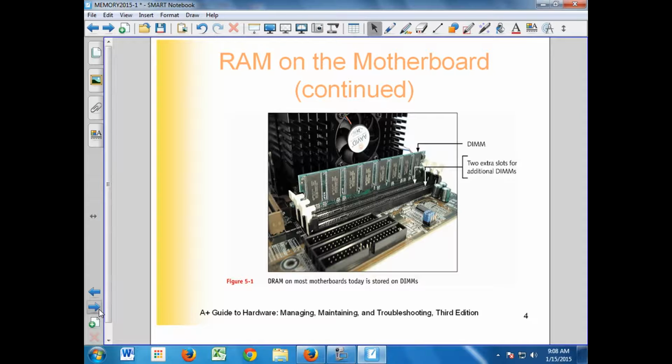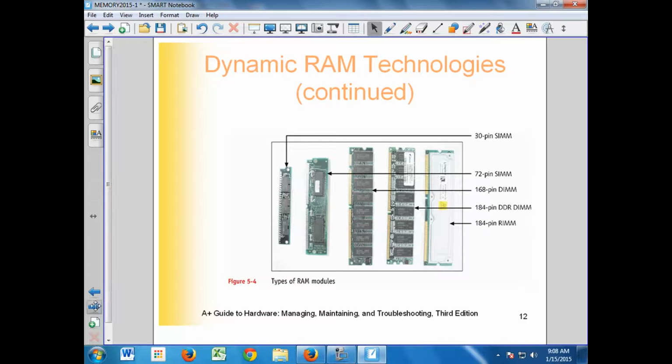Yeah, a long time. Okay, so we're talking about dynamic RAM, and there are some things about dynamic RAM that we need to learn. Dynamic RAM, first of all, has evolved over the years. This is the first kind of RAM I ever put in, this EDO RAM.